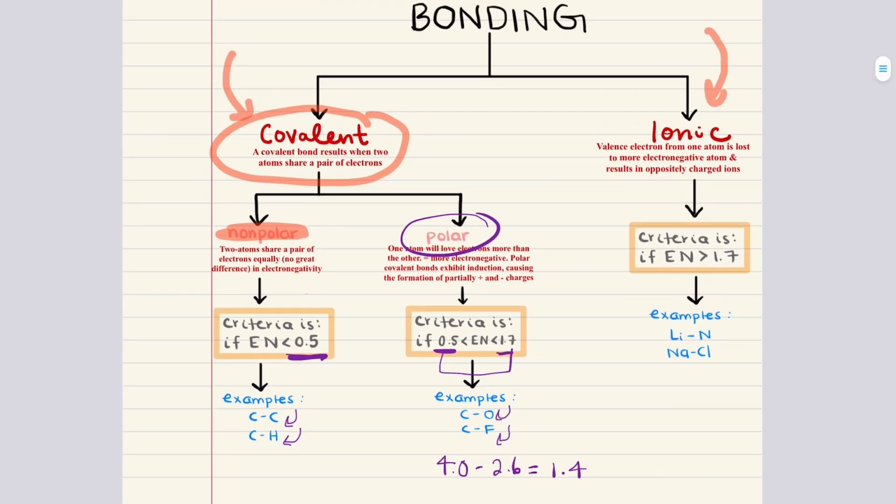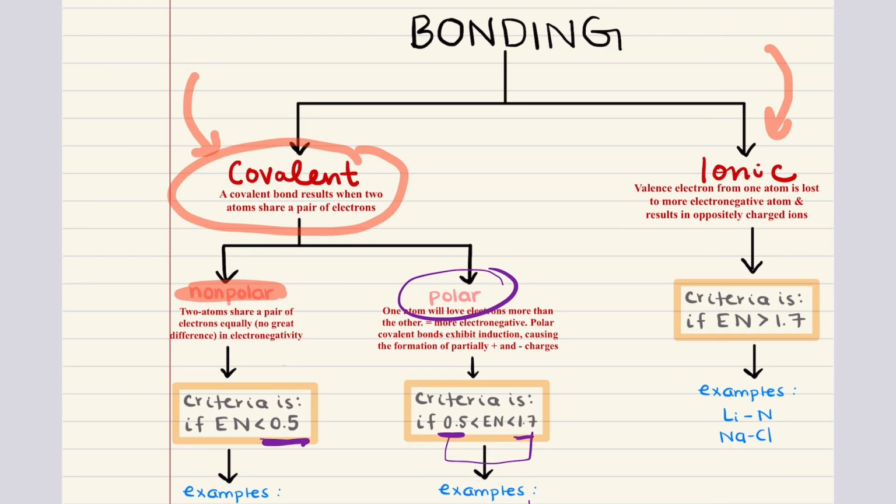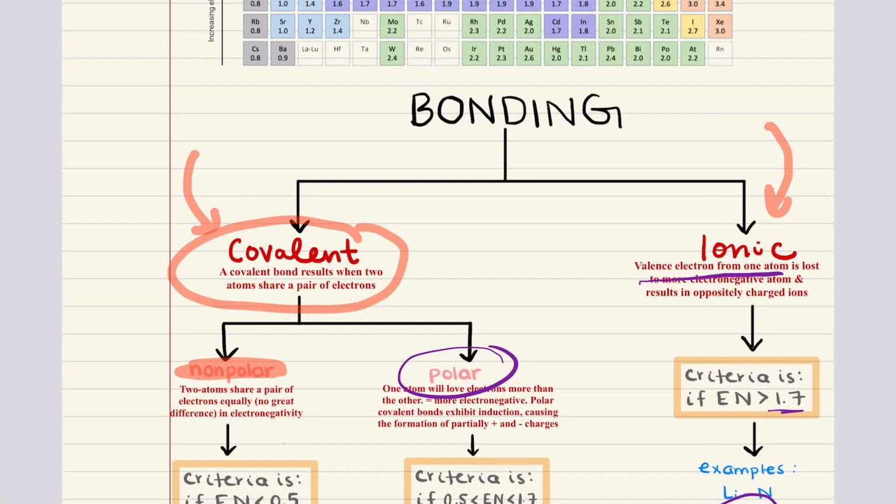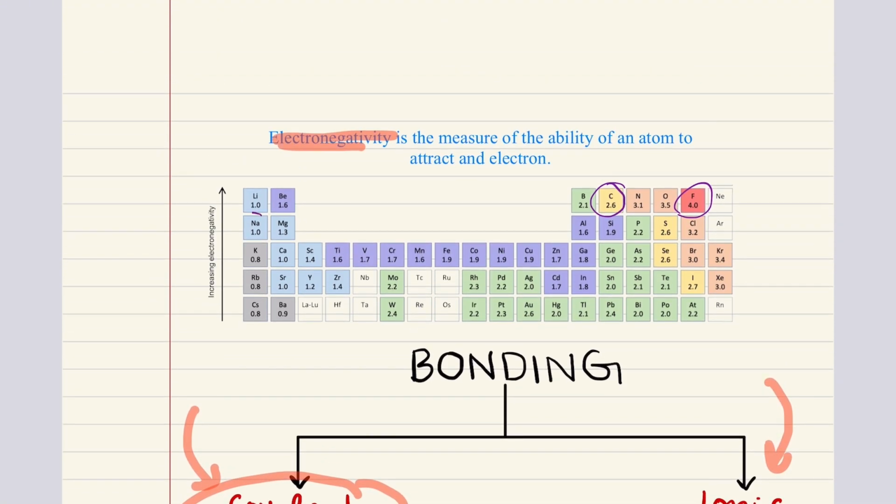What about now for ionic compounds? In ionic bonding, a valence electron from one atom is lost to the more electronegative atom, and this results in oppositely charged ions. The criteria is an electronegativity difference greater than 1.7. A good example is table salt, sodium chloride. If we go back to our table, sodium has an electronegativity value of 1, chlorine 3.2.